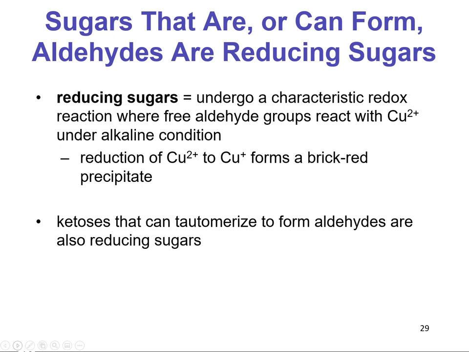When you reduce copper 2 plus to copper 1, it forms a brick red precipitate. So if you see that as a result, then you know you have a reducing sugar. Ketoses can tautomerize to form aldehydes, so they're also reducing sugars. I'm not going to show the mechanism for that. That's something that you should have covered in organic. If that sounds a little bit foreign to you, then you may want to go back to your organic notes and look that over. Again, not because you're going to be responsible for drawing it, but simply because that is something that should be familiar to you.